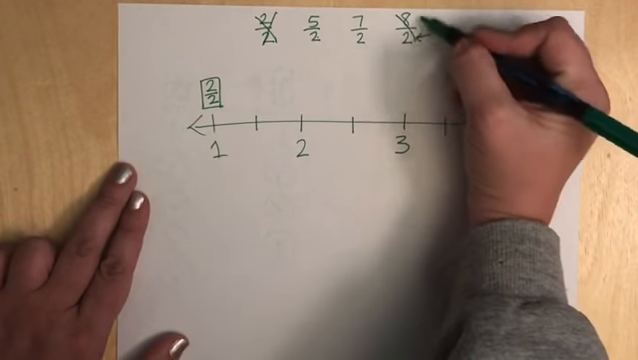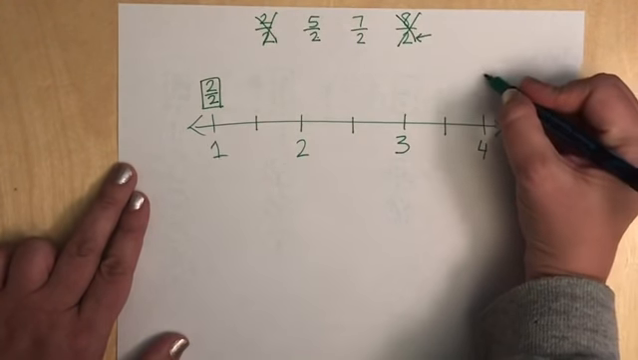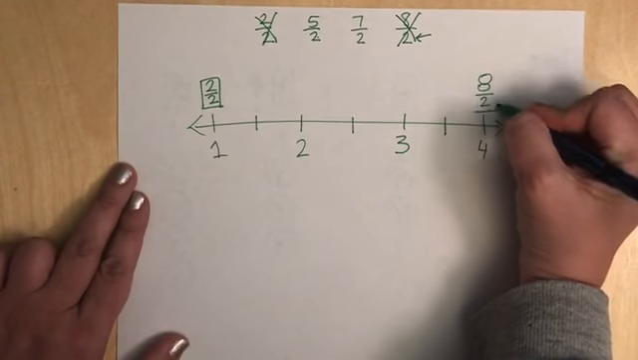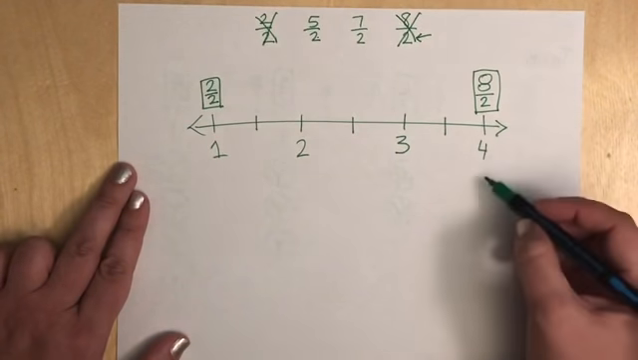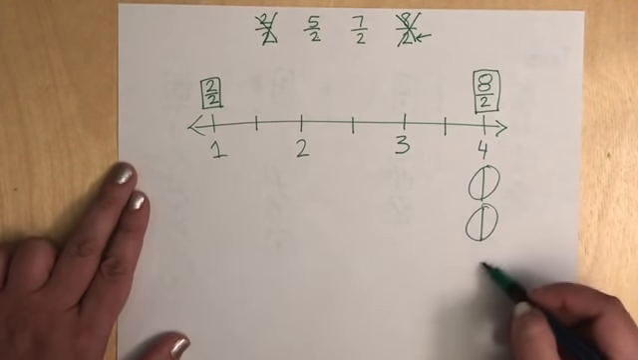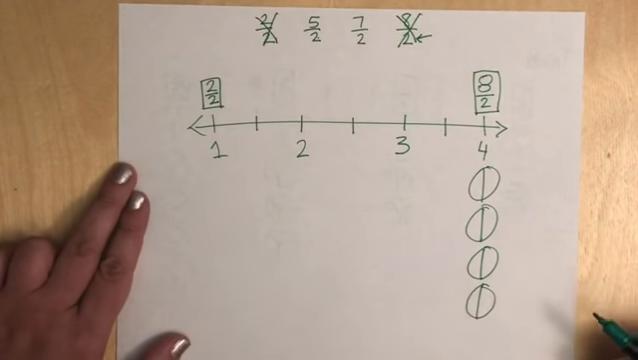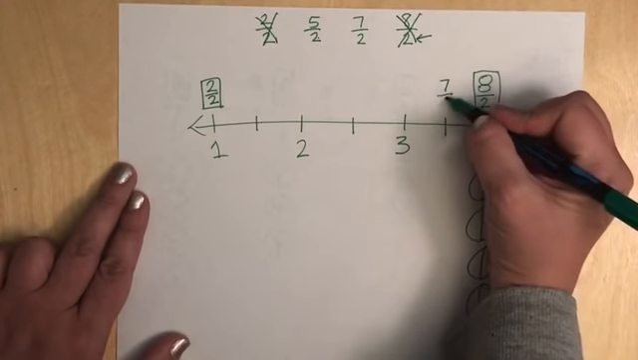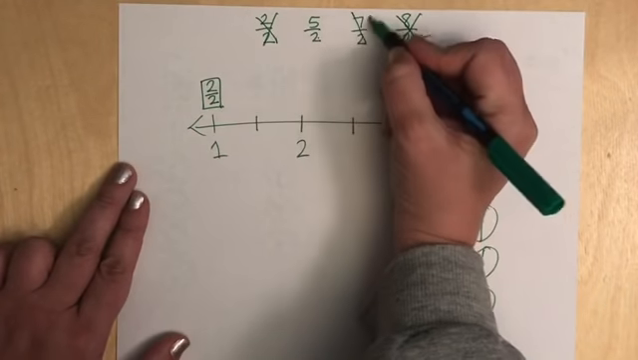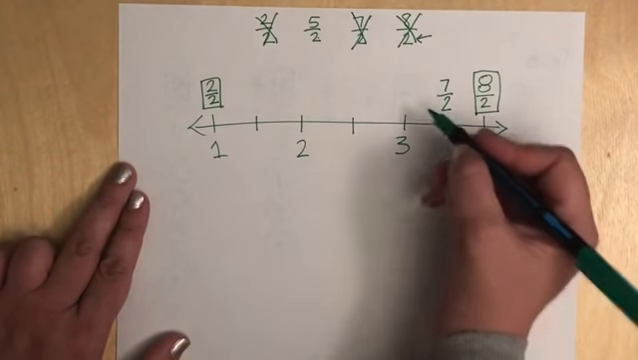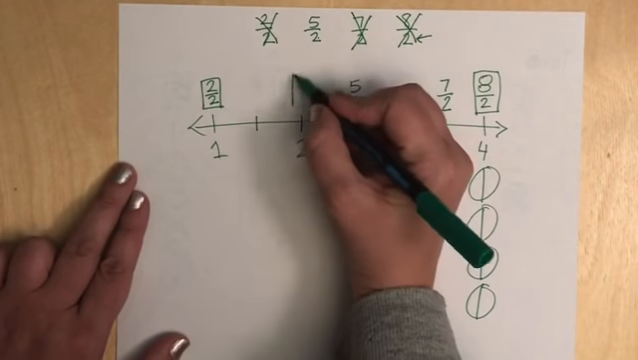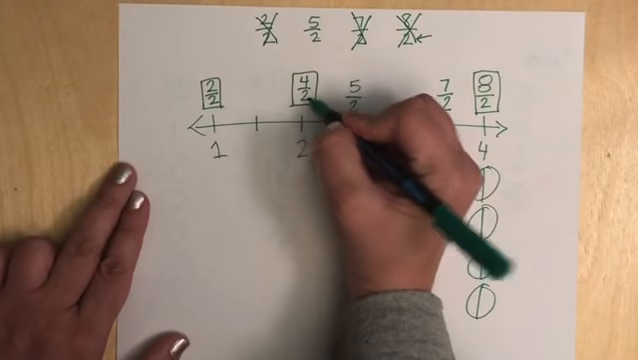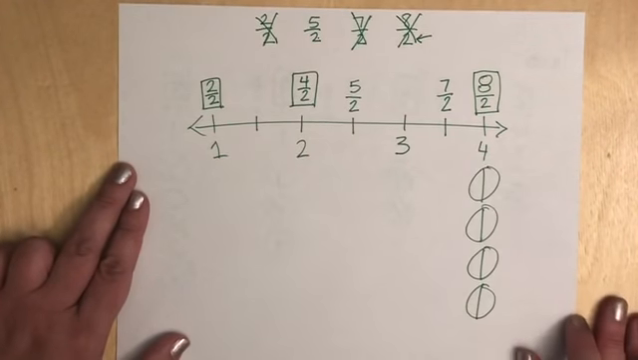So I know that 8 halves is going to go at 4 wholes, because if I have 4 wholes cut into half, that would give me 8 pieces because 4 times 2 is 8. Then 7 halves would be 1 less than that. And then 5 halves would be 2 less than that. Or I could think that 2 wholes was worth 4 halves because 2 times 2 is 4. So then 5 halves would go there. How did you guys do?